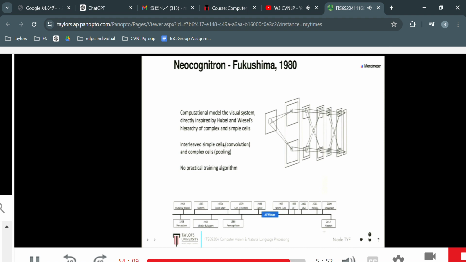Okay, before we end the class, I just have one more question. Do you think computer vision is a good thing or a bad thing?